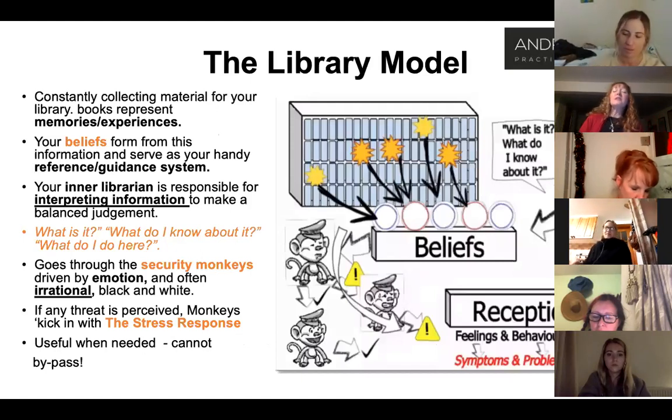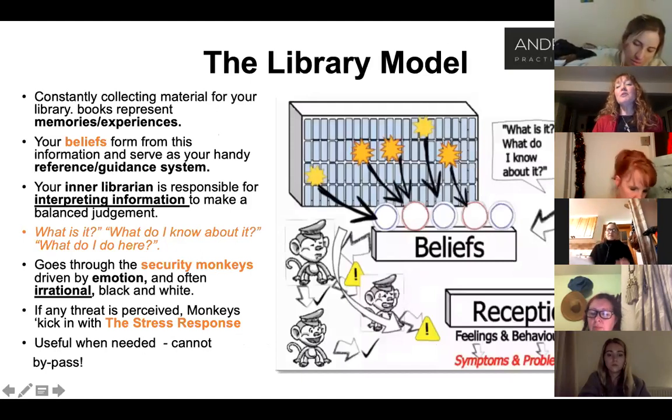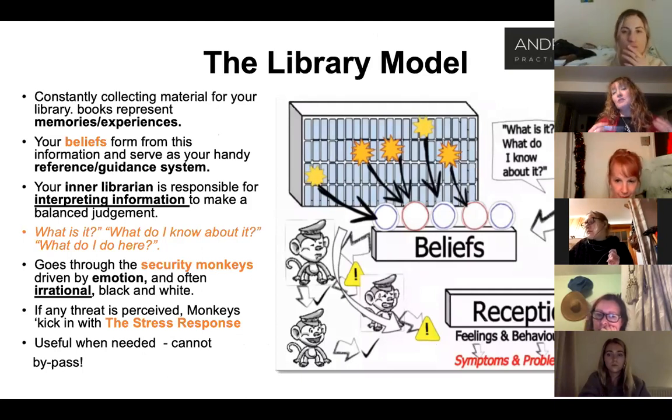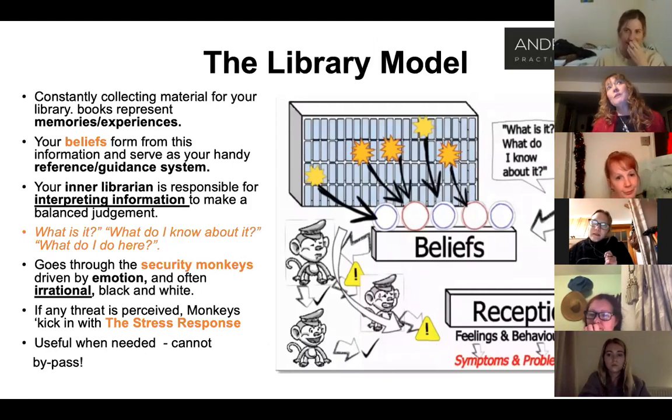So the library model, some of you may have already looked at it in the module. It is another helpful way that you can use it with your clients, or just to help you really understand what's actually going on when we create issues and experiences. At the end of the day, most of your clients will be coming to see you with what we sometimes refer to as surface issues, which will have been created by other things.